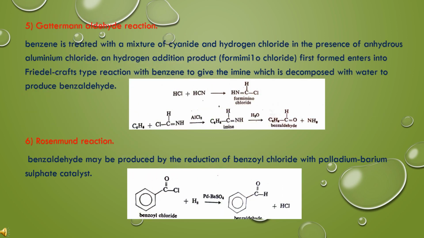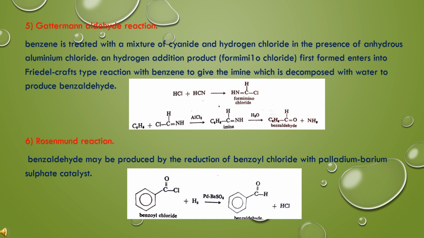Another naming reaction, the Gattermann aldehyde reaction. This is also a preparation of benzaldehyde. Here we take HCl and hydrogen cyanide. We get a formimidoyl chloride intermediate. In hydrogen cyanide, C triple bond N, one of the bonds is broken. The hydrogen is attached to the nitrogen atom and the chlorine is attached to the carbon atom. We get formimidoyl chloride.